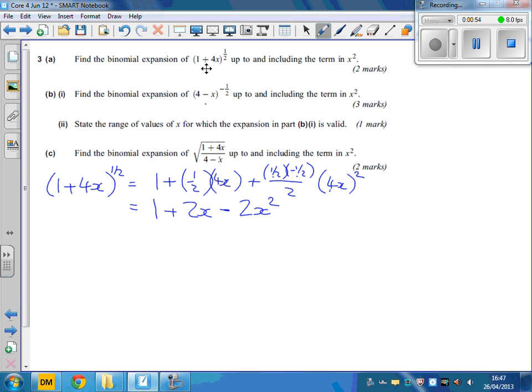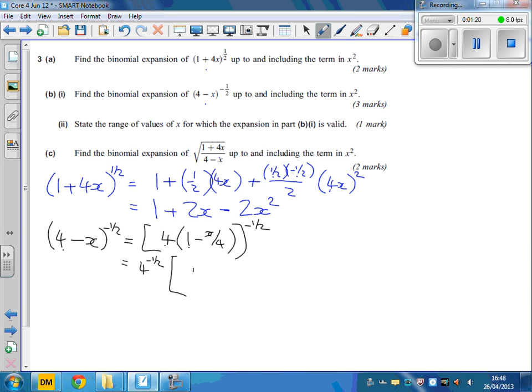Second one starts this time with a 4, and so we have to remember that we've got to take out the factor of 4. This is 4 lots of 1 take away x over 4. Look, 4 times 1 makes the 4, 4 times x over 4 makes the x. And this needs to be all to the power of minus a half. So we've got to do 4 to the power of minus a half, and then we've got to do this expansion here.